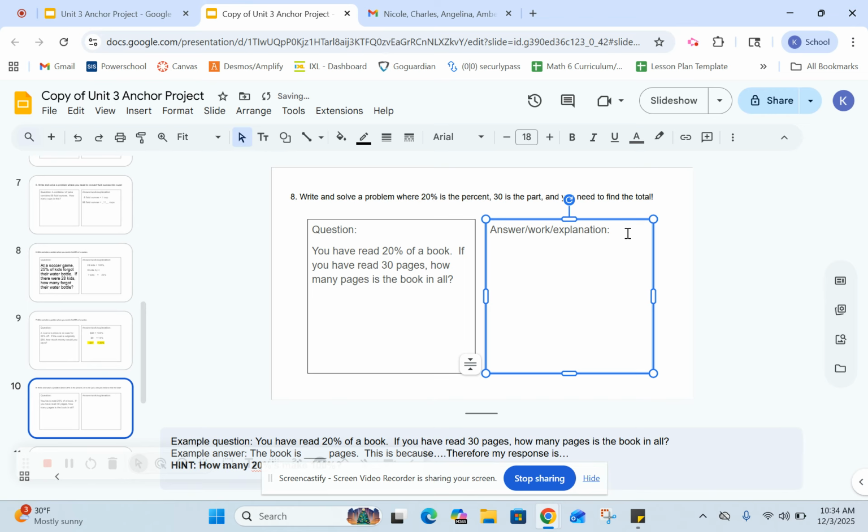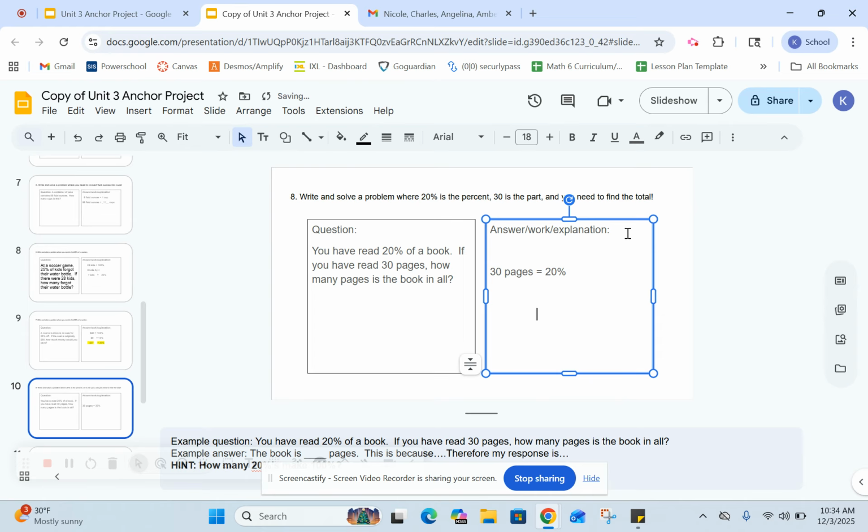All right, so we're going to set up our 2 sides. We have pages on one side. We have read 30 pages, and we are told that that is 20% of the book. So 30 pages is going to match 20%. We are looking for how many pages in all.